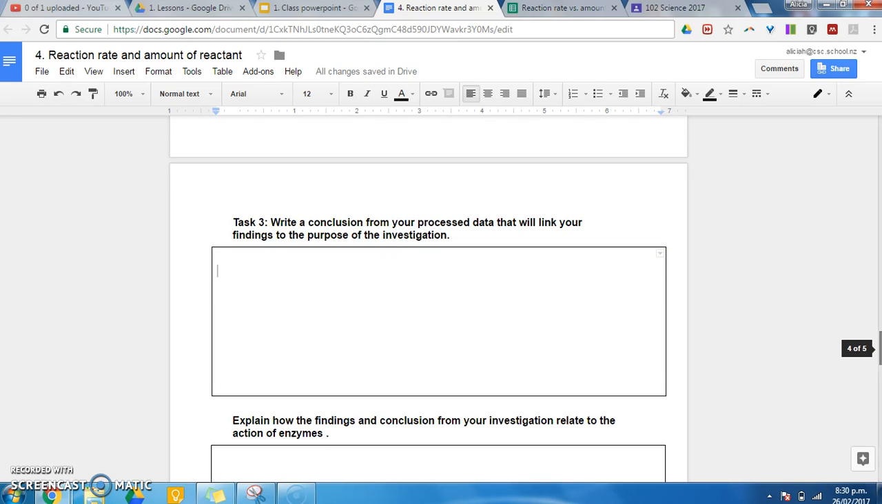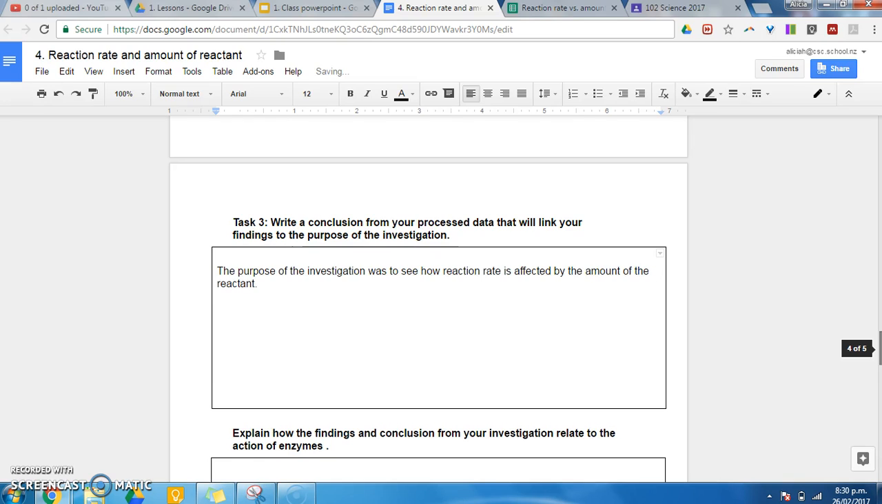So we can restate the purpose first of all. That's always a good place to start because it gets it clear in your head. So the purpose of the investigation was to see how reaction rate is affected by the amount of the reactant. Now, our reactant was hydrochloric acid. That's the thing that we changed the amount of, so we can say that the reactant was HCl in this experiment. Okay.